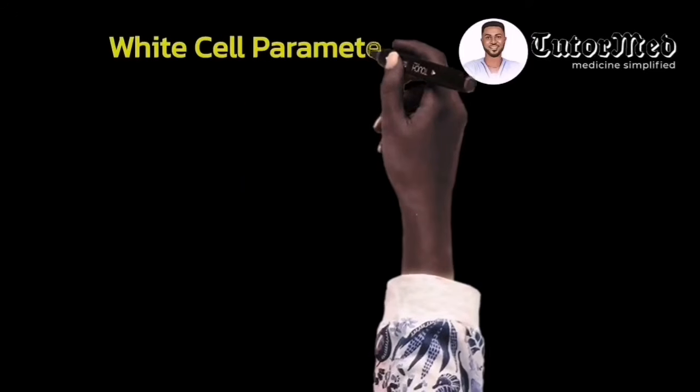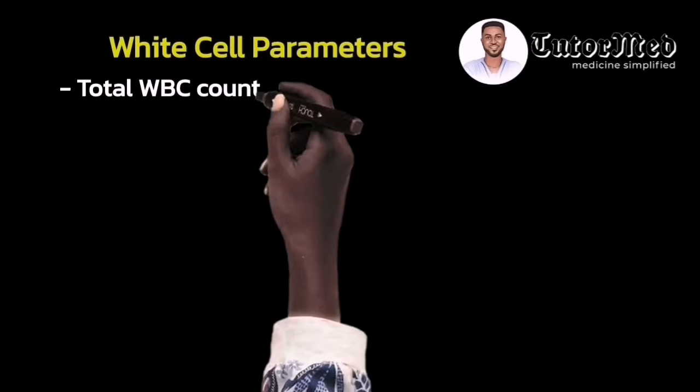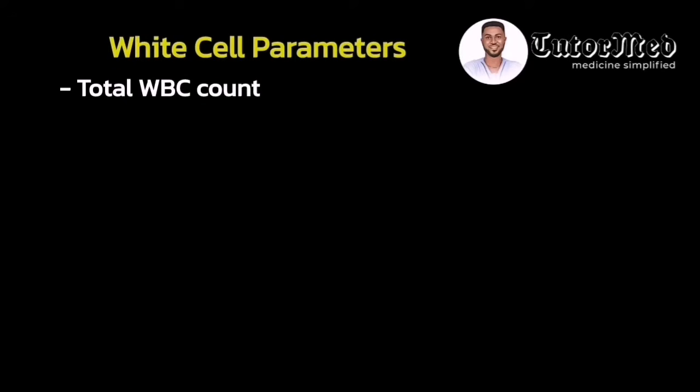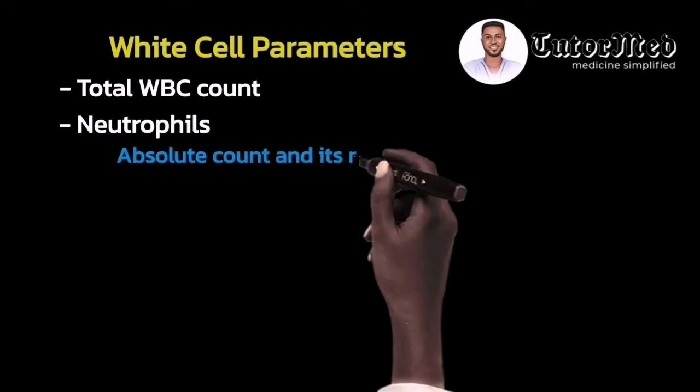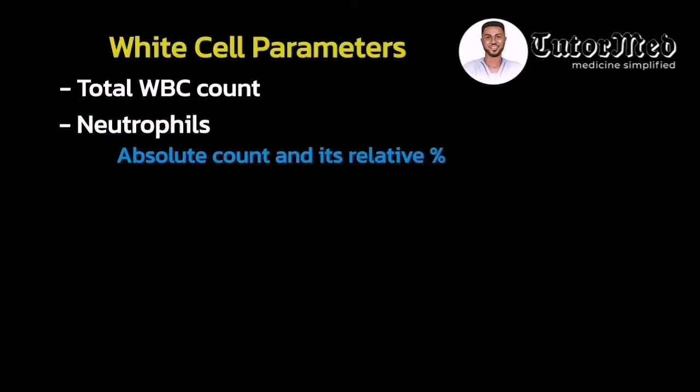Alright guys, now let's move to the white cell parameters. So the first thing it shows is the total white cell count, after which it gives the white cell differentials. So for the neutrophils, it shows its absolute count and its relative percentage. That is, the absolute count of neutrophils over the total white cell count times 100.